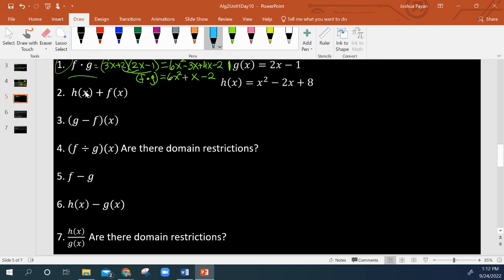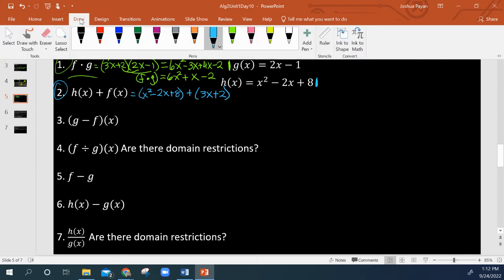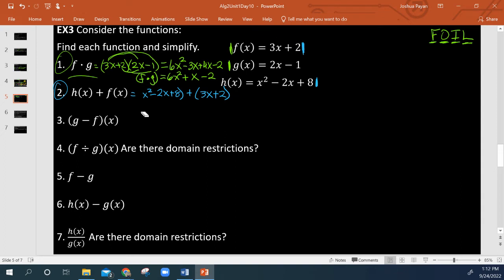Okay, our next example is h of x plus f of x. So we're adding h plus f. That would be equal to x squared minus 2x plus 8 plus 3x plus 2, right? We see no need for the parentheses, so I'll go ahead and drop them.